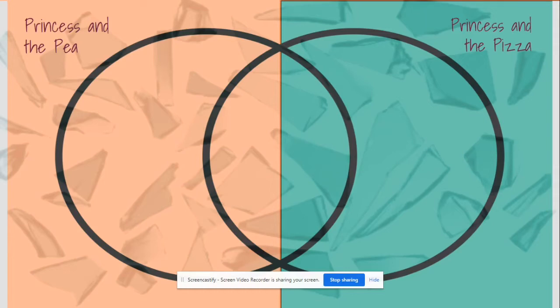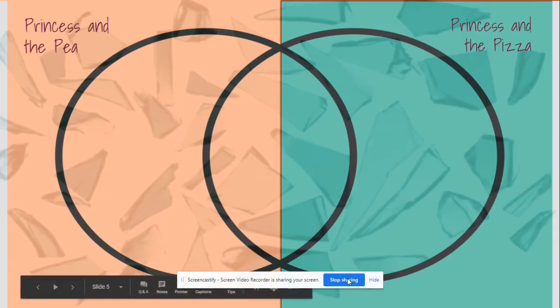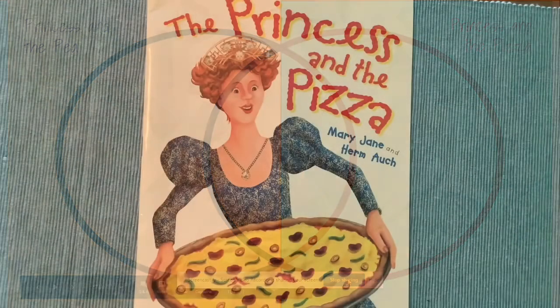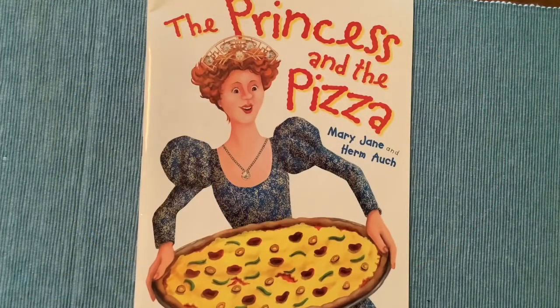Okay, so we have that version of the story. A princess-queen competition, trying to go for marrying the prince and eventually becoming queen, and all that stuff. So now I want you to listen to the book, The Princess and the Pizza, and then we will compare and contrast those two stories to one another. Enjoy. The Princess and the Pizza by Mary Jane and Herm Ock.